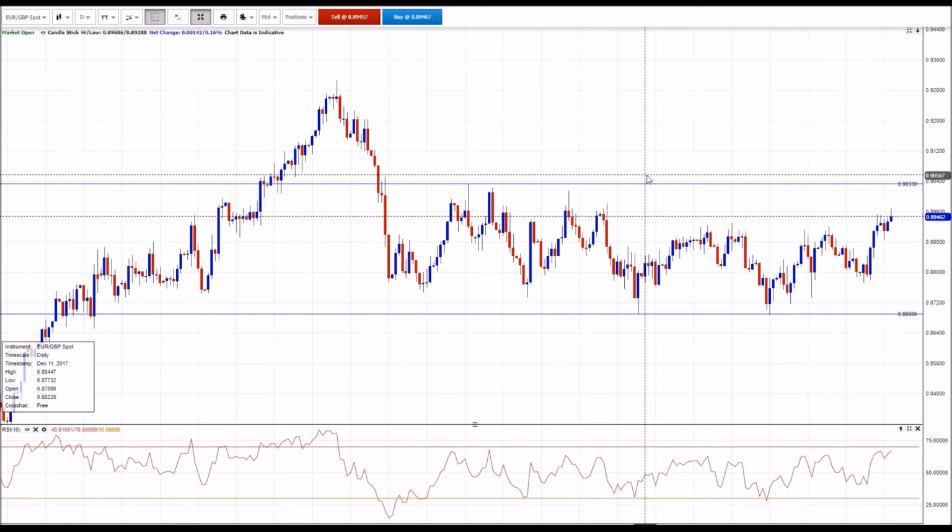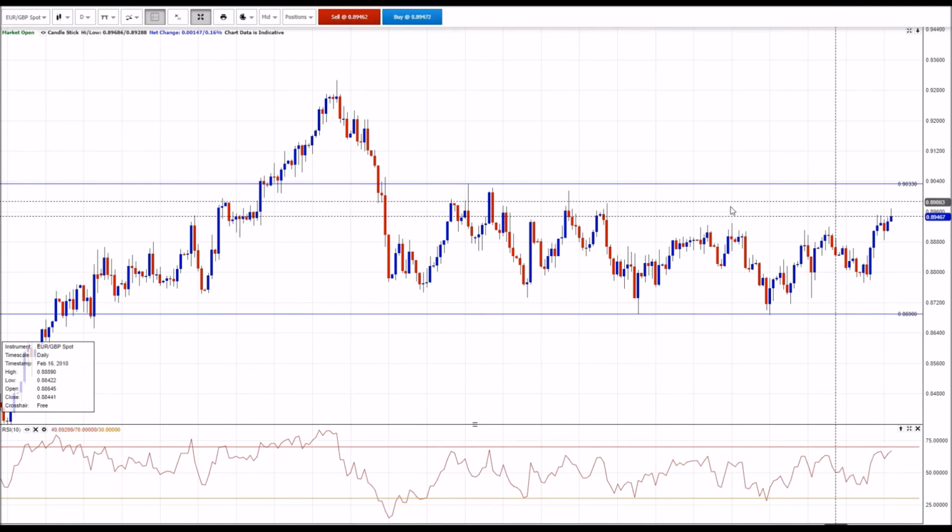Because 0.9040-ish, let's say 90.50, let's round it up. We're 100 points away from that at the moment. There's been a big barrier. So I think it'd be interesting to see how this pans out with the interest rate decision tomorrow. Do we get a squeeze higher and a bit of failure? Because it has been such a massive barrier for euro pound.